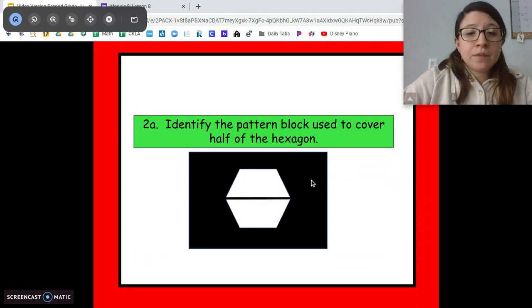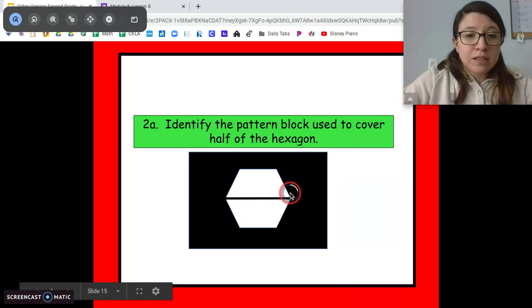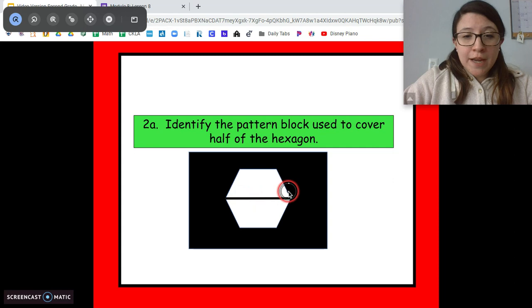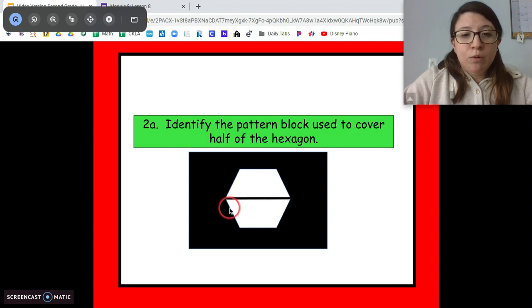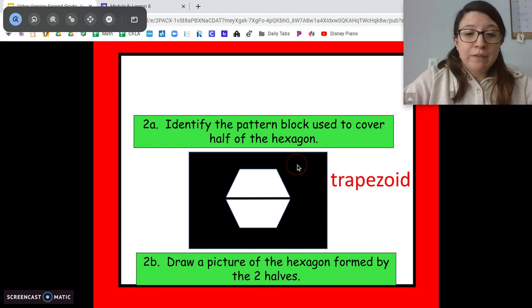All right. Let's try this one. So here's our hexagon. We cut the hexagon in half, so now we have two halves that are the same size. What shape could we use to cover half of the hexagon? Two of these would equal one whole hexagon. A trapezoid, very, very good.